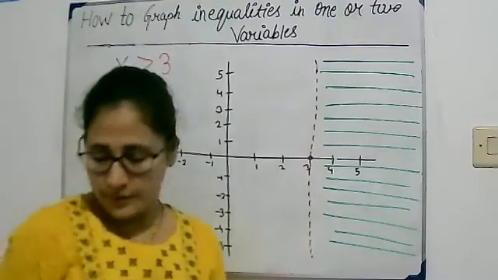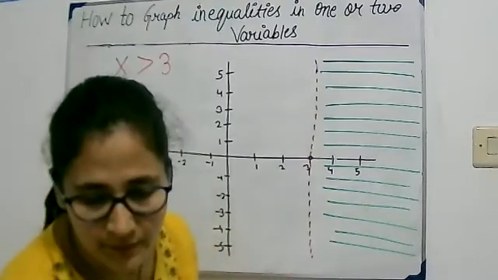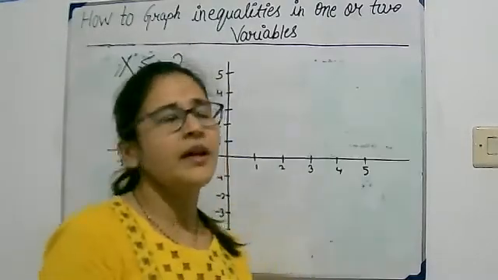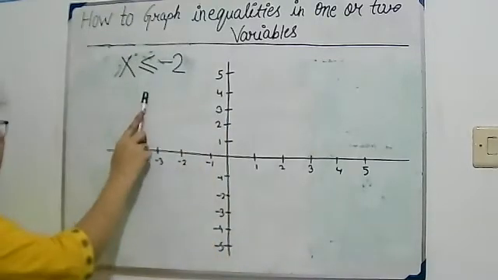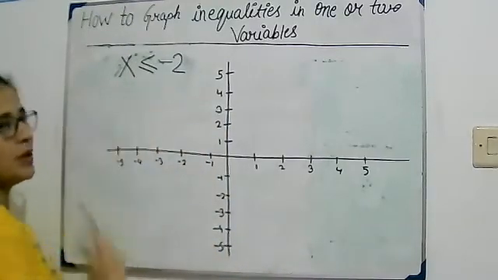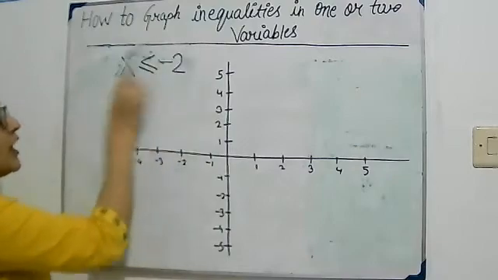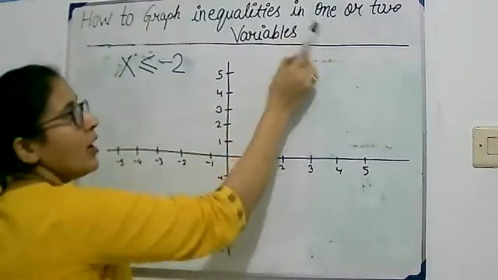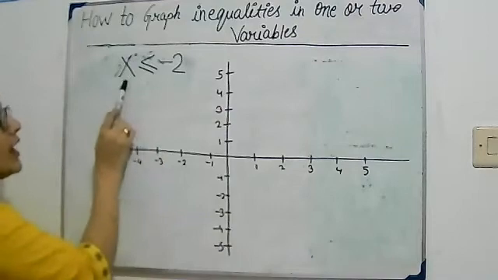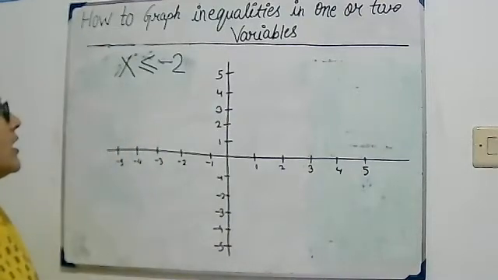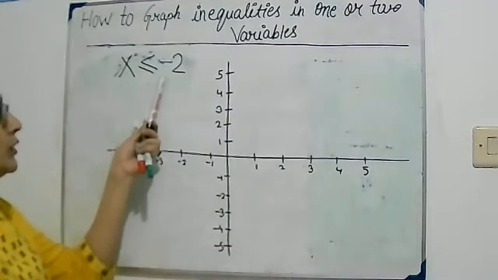See the next question. Go ahead and solve this inequality. Here x is less than or equal to -2. First we are doing graphing for one variable. Here only x is the variable. Now x is less than or equal to -2.